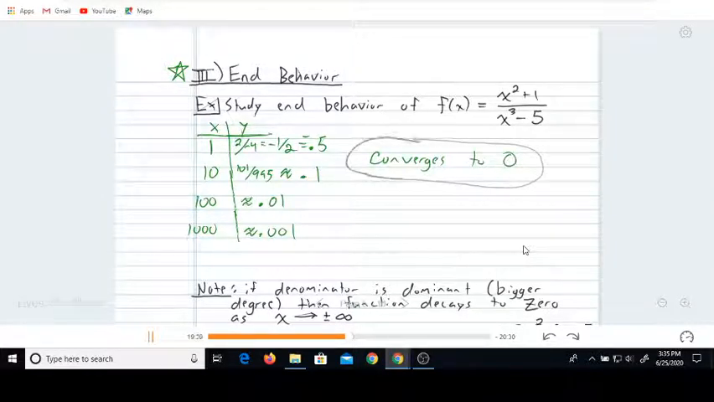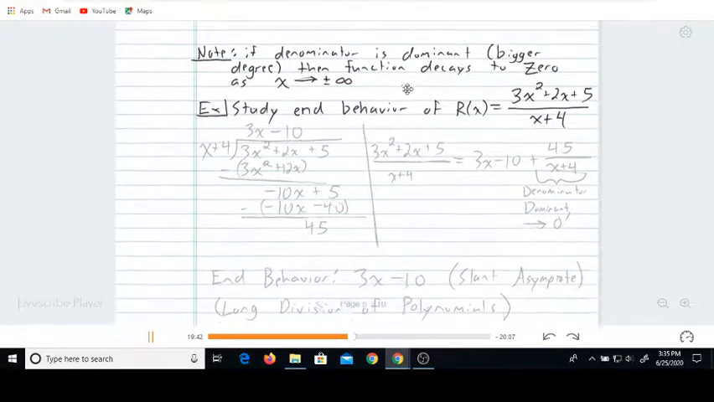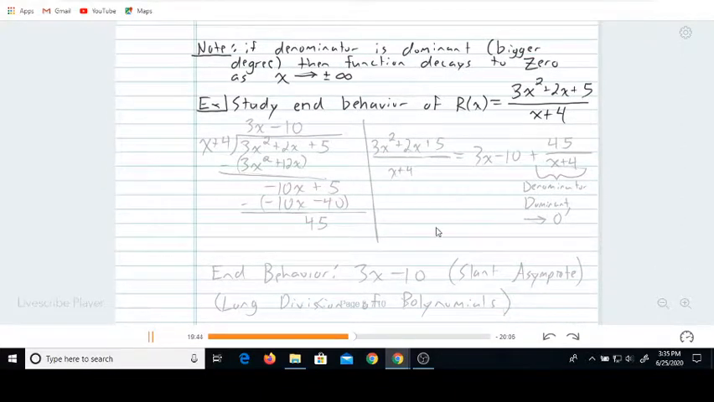Even if you go to negative infinity, right? Negative 10 cubed is going to be a far larger number than negative 10 squared. So if your denominator is outpacing your numerator, it's going to converge to 0. So if the denominator is dominant, then the function will converge to 0 as x goes to plus or minus infinity.